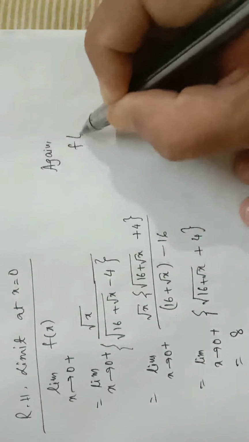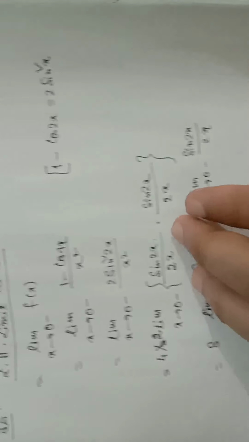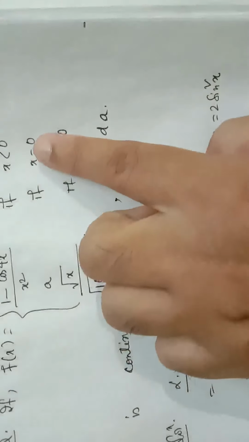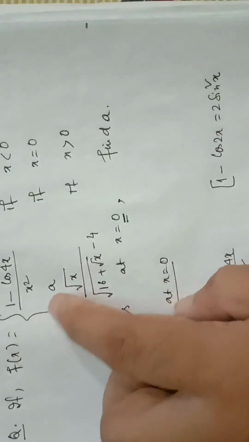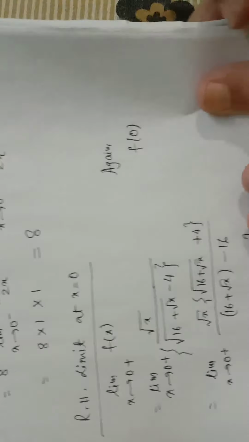Next, we have to find f of 0, the value of the function at x equal to 0. When x equal to 0, value of function is a. That is, f of 0 is equal to a. Now you can see the left hand limit is 8, the right hand limit is also 8, and the value of the function is a. So we can write the conclusion in this way.